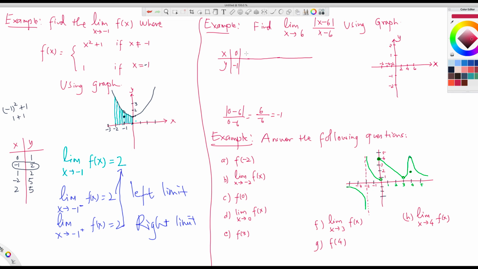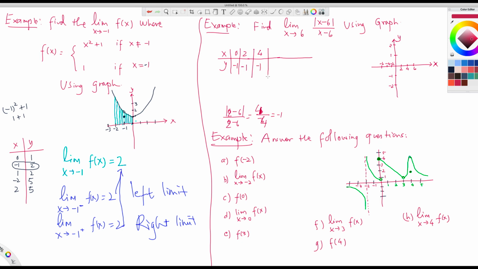Okay. Let me plug in 2 for x. If I plug in 2 for x, what do I get? I get 2 minus 6 over 2 minus 6 here, right? So what is 2 minus 6? It is -4. But the absolute value of -4 will be +4, right? That will be +4 divided by -4 because 2 minus 6 is -4. So +4 over -4 is -1 again. You see that? So that is also -1. If you take 4, that will be -1 as well.